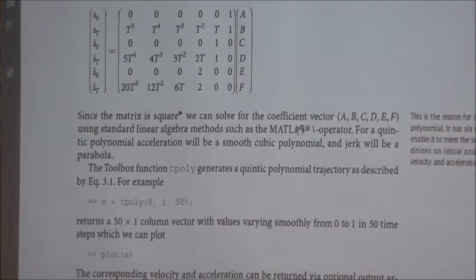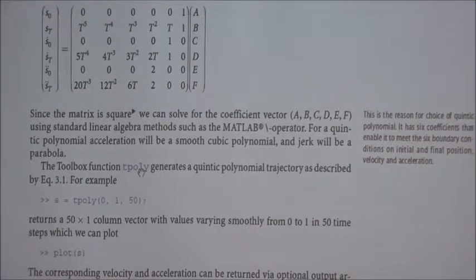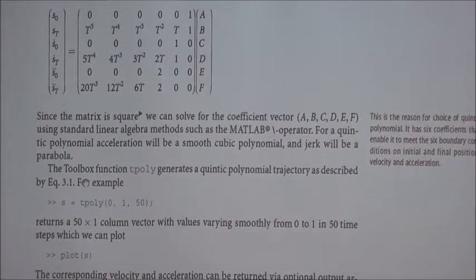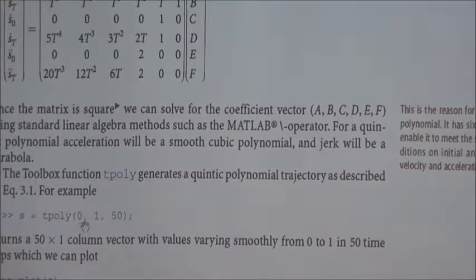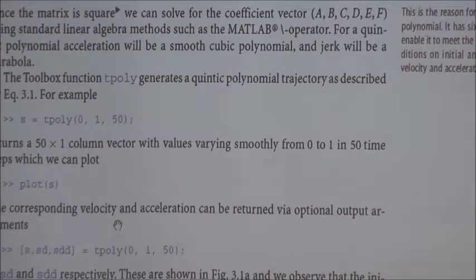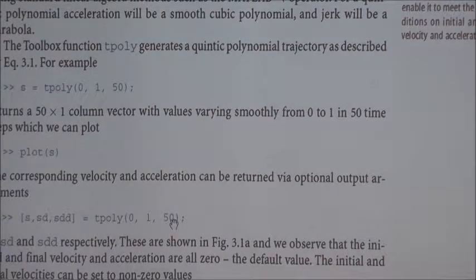And in the toolbox, the command is tpoly. It generates a quintic polynomial trajectory as described by that equation. So let's say you want to use it between 0 and 1 for 50 seconds or what have you, and you go through this kind of configuration. It creates that trajectory between 0 and 1 in 50 steps, and it gives you the position, velocity, and acceleration vector.